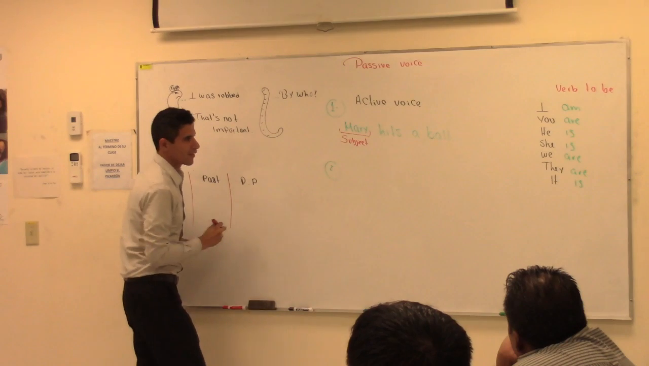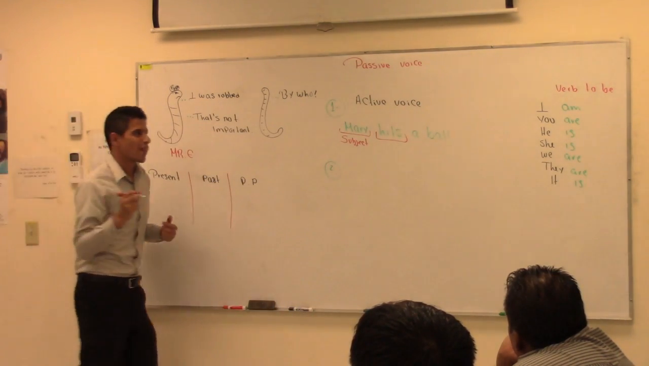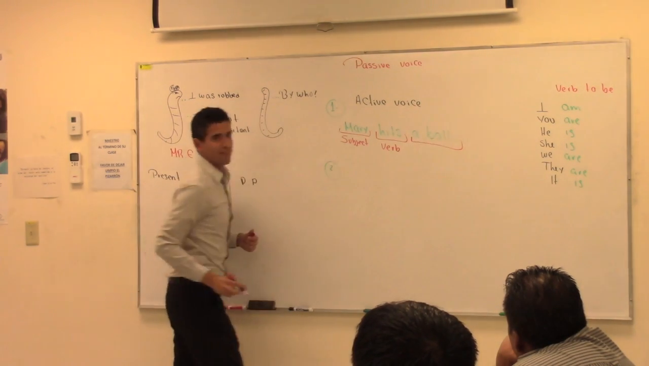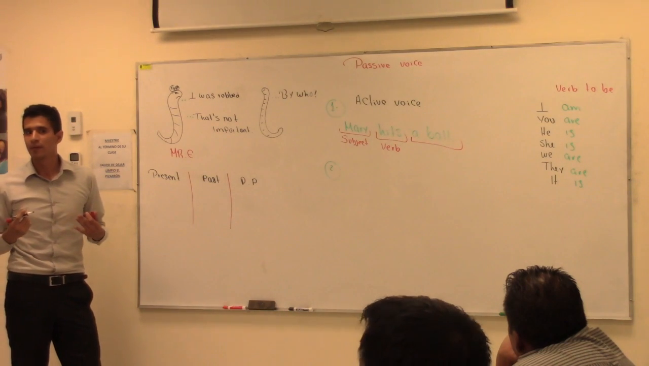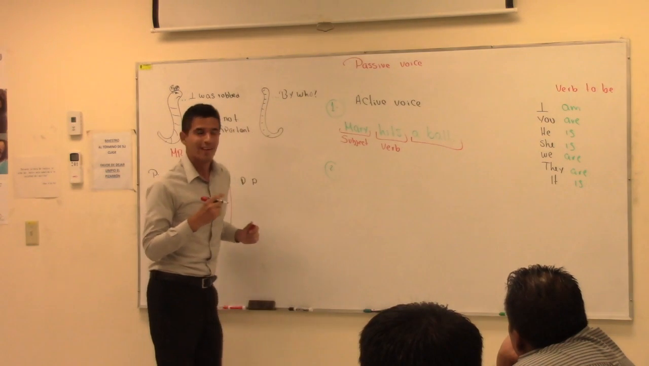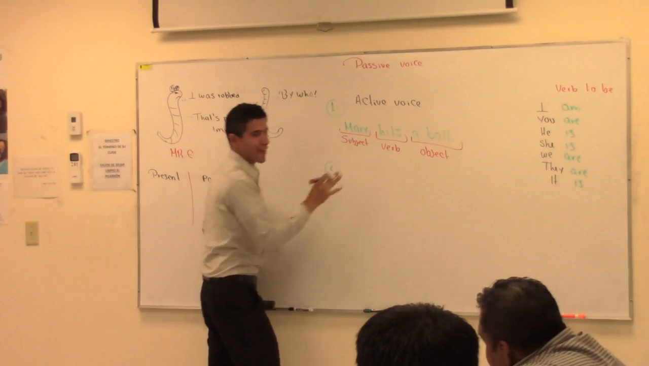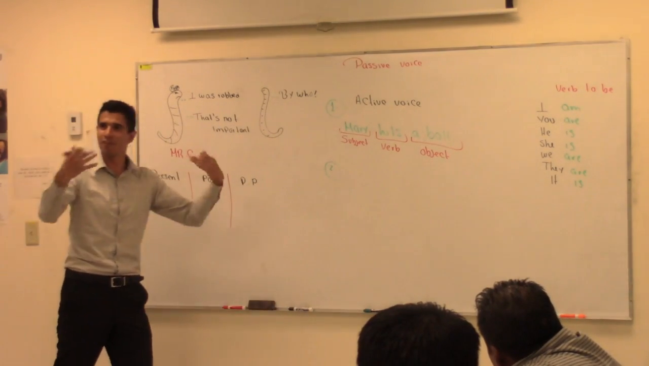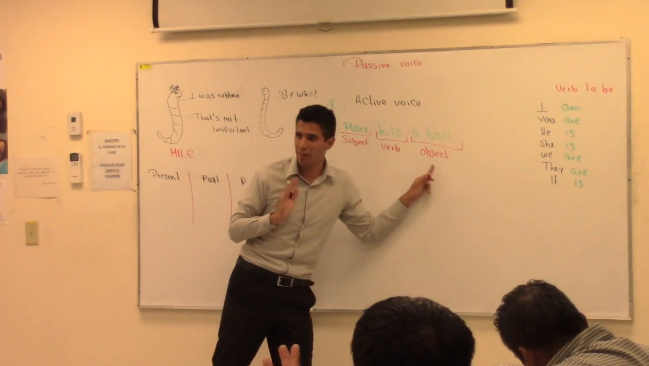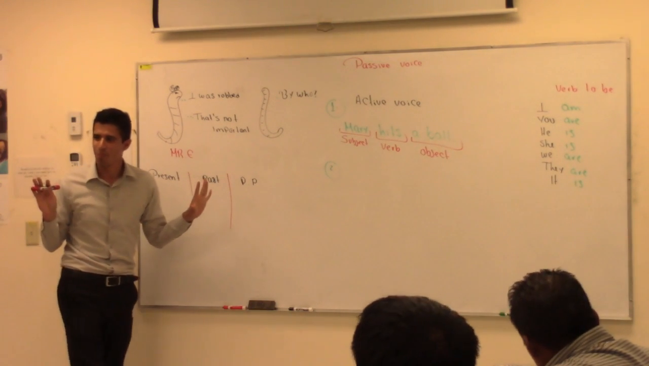Okay, we have the subject. Then we have hits. That's what? The verb, exactly. Now, finally, what is this? A ball. We have a subject, we have a verb, and object. Right? Remember, the object is the thing receiving the action, okay? So, for the active voice, we have subject, verb, and object, okay? So, this is the active voice. So far, no questions? No?